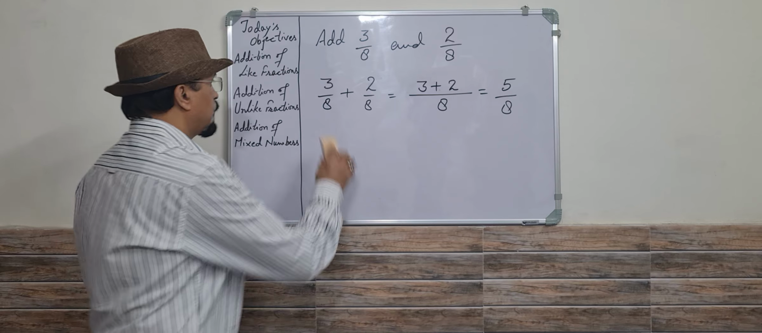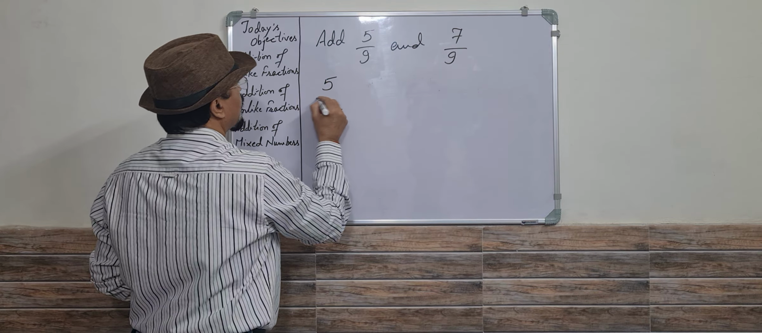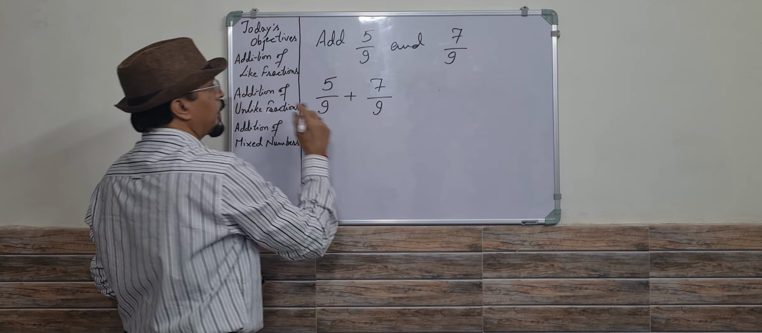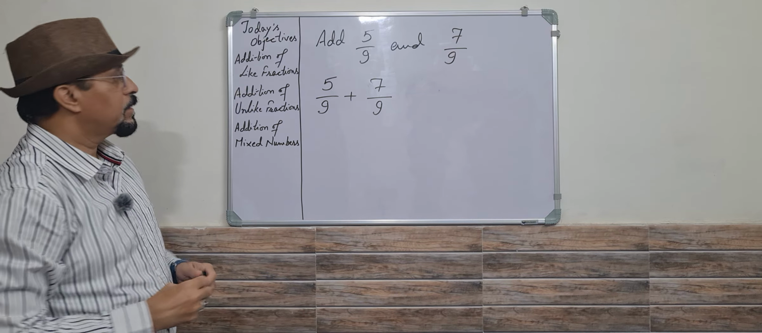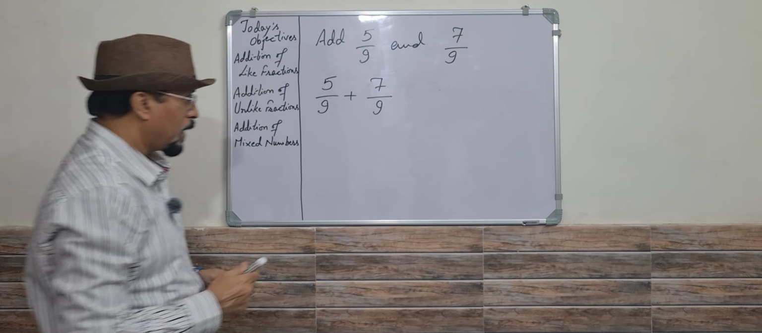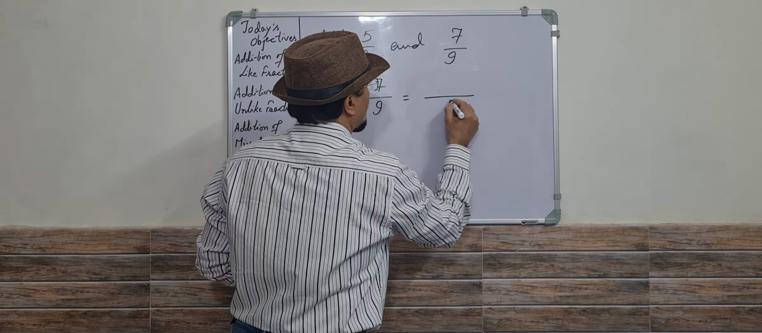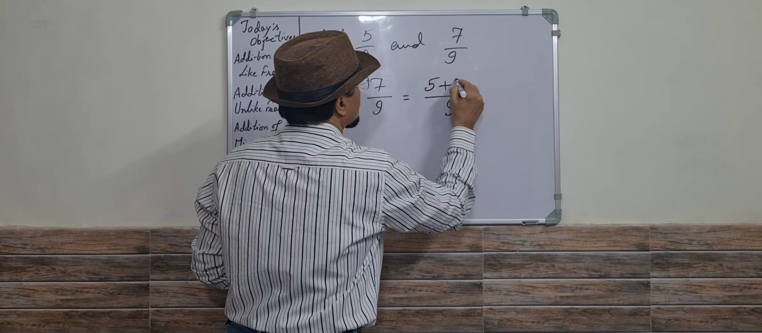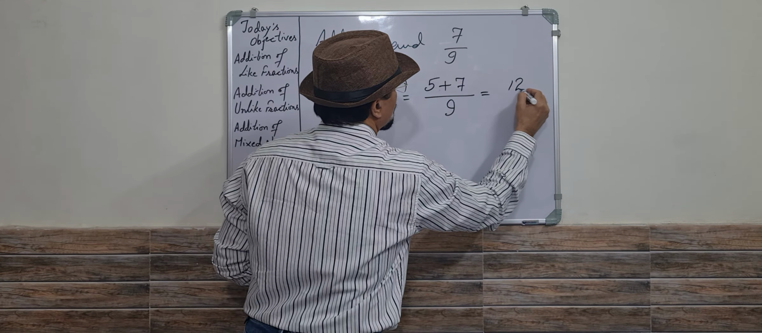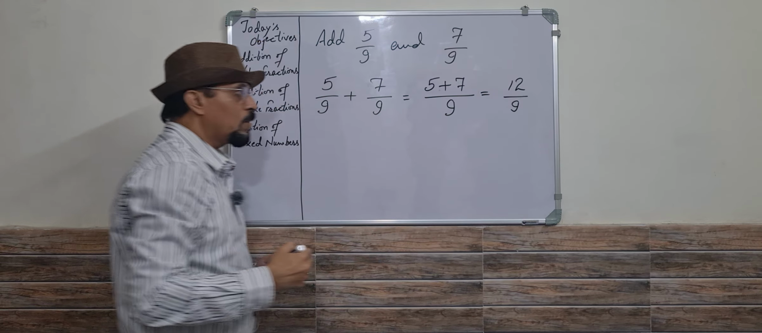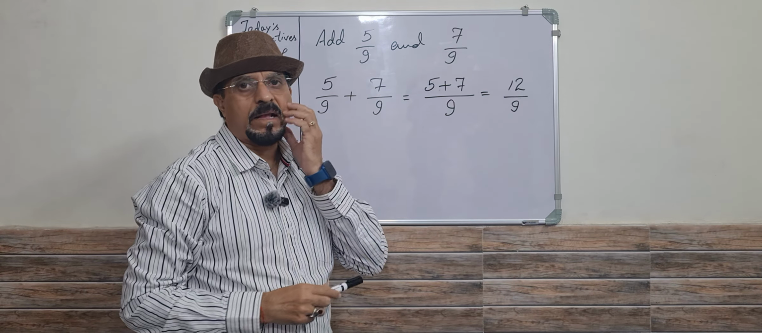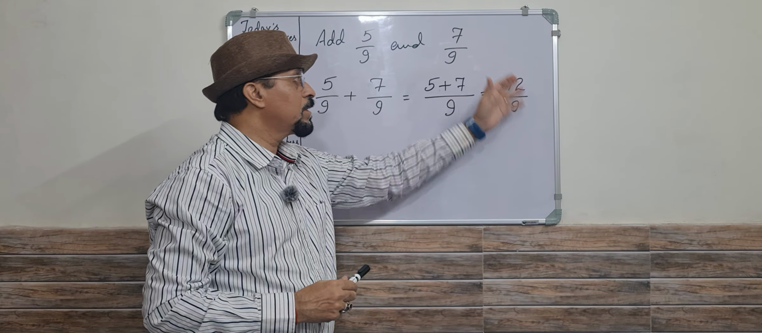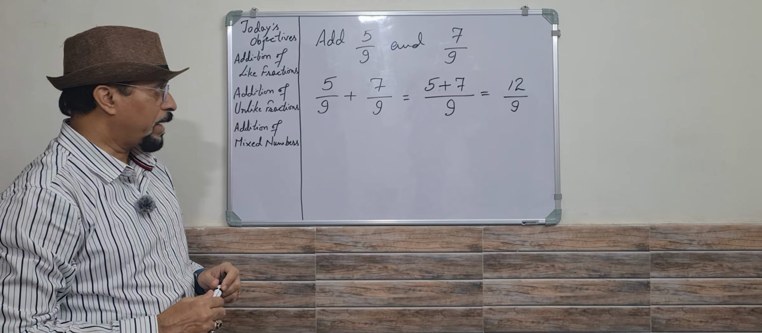Let's take another example. If I have to add 5 by 9 and 7 by 9, these two again are like fractions. Reason being the denominator is same, that is 9. The method is I write 9 as denominator. I write 5 plus 7 is 12 upon 9. Now here we shouldn't leave the answer at this point. Reason being we can further reduce this fraction.